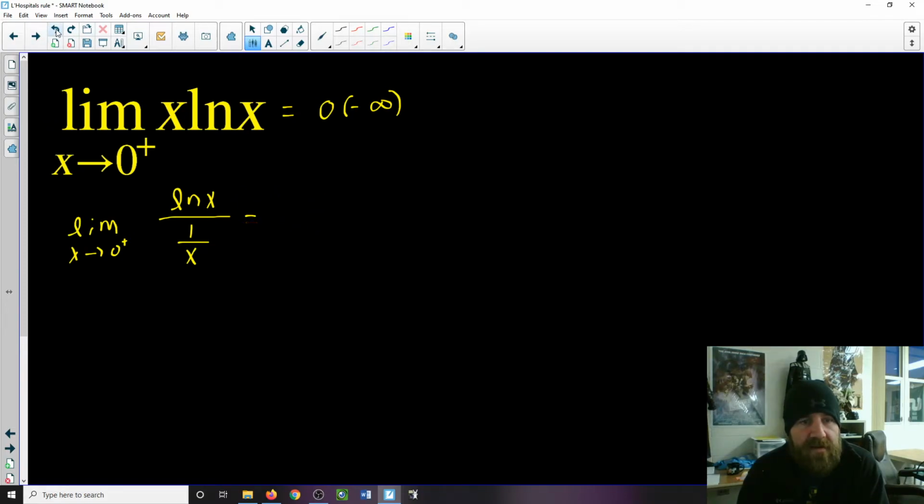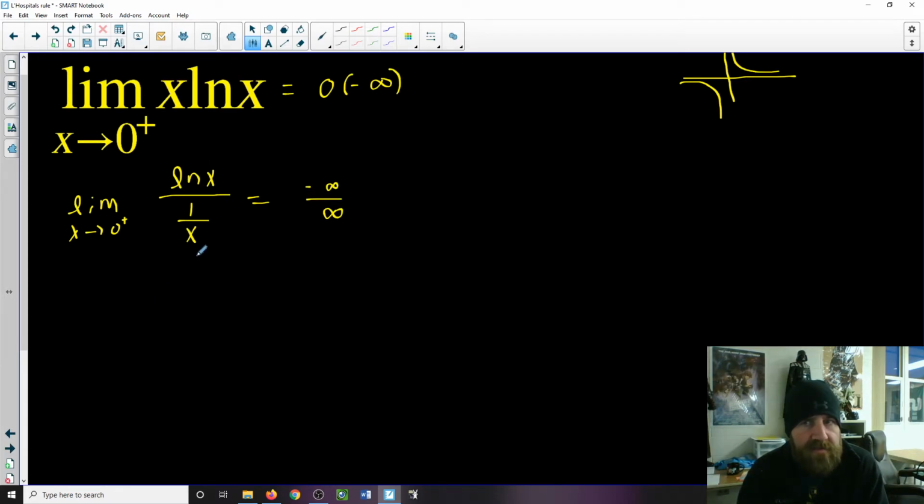So let me back out of here, actually. If you graphed 1 over x, it looks like this. So here's 1 over x on both sides. If we're approaching 0 from the right, we're approaching infinity. So that turns into L'Hopital's: we have infinity over infinity. So now we can take the derivative of both the top and the bottom.